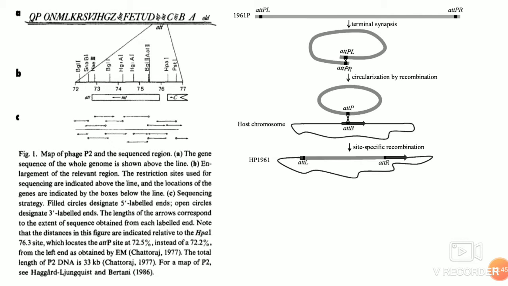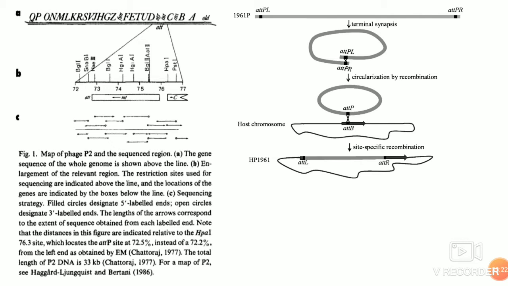Another integration factor, the host integration factor, is also important for the integration process and serves as an architectural protein that binds and bends the DNA. Thus the integration mechanism of phage P2 is similar to what we have seen in the lambda phage site specific recombination system. But here the proteins which carry this out, the integrase and the host factor, are different.